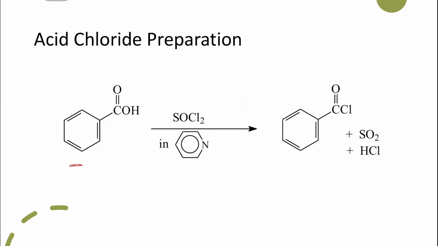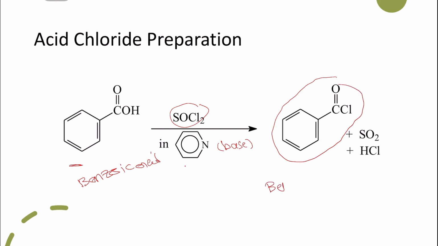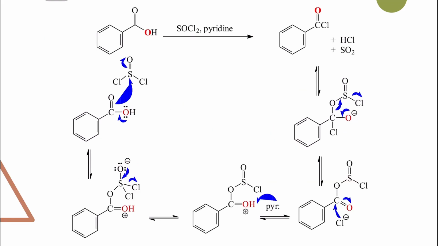When you have an acid like this one, which is benzoic acid, and you react it with thionyl chloride in the presence of a base like pyridine, pyridine here acts as a base. And we're going to see in the reaction mechanism how this base is important in this reaction. So this is pyridine. You're going to end up with the acid chloride, which is benzoyl chloride, and sulfur dioxide and hydrogen chloride. So let's have a look at the reaction mechanism.